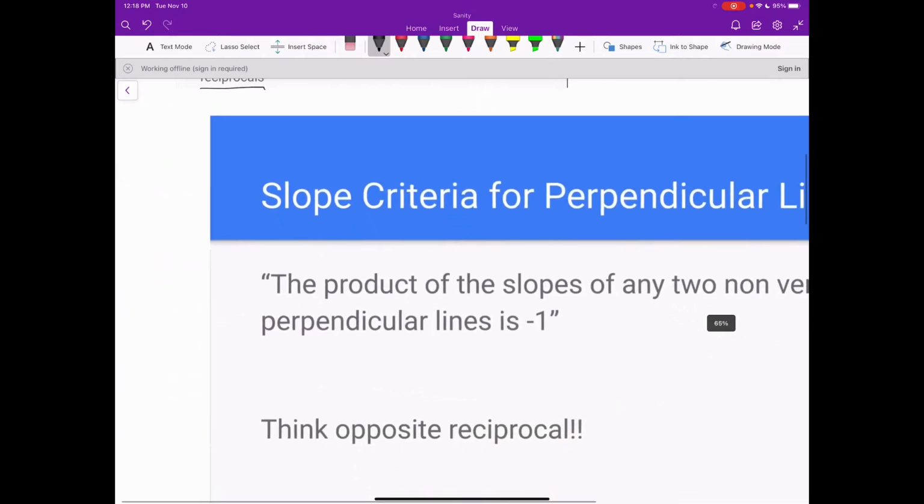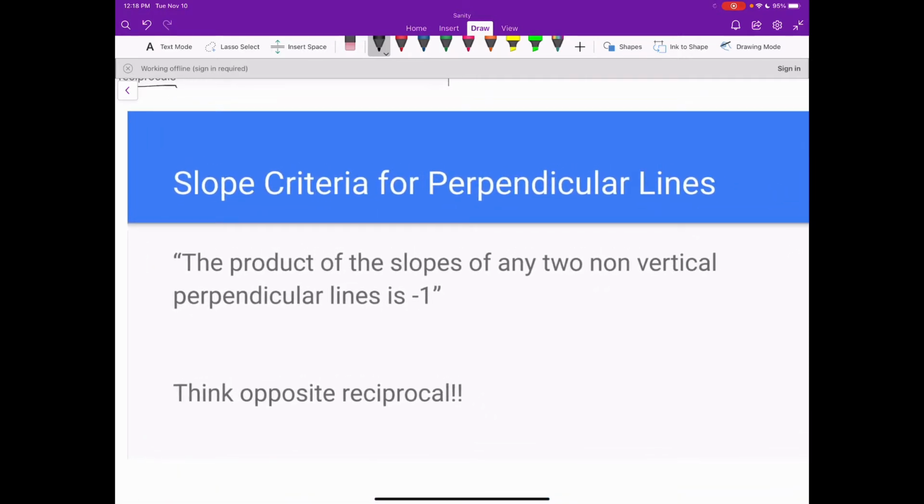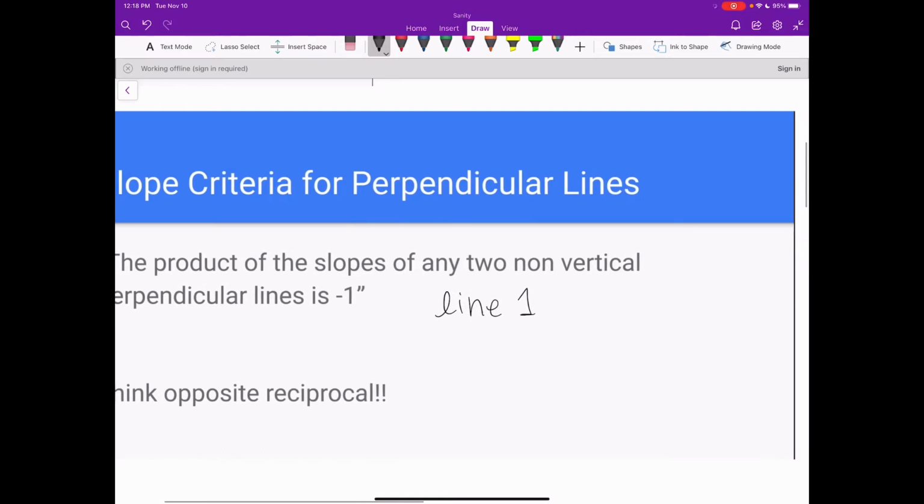First thing we'll talk about today is the slope criteria. So again, what exactly it means to be opposite reciprocal. This is a quote directly from your book. The product of the slopes of any two non-vertical perpendicular lines is -1. So let's say that line 1 has a slope of m, where I was thinking mx plus b.